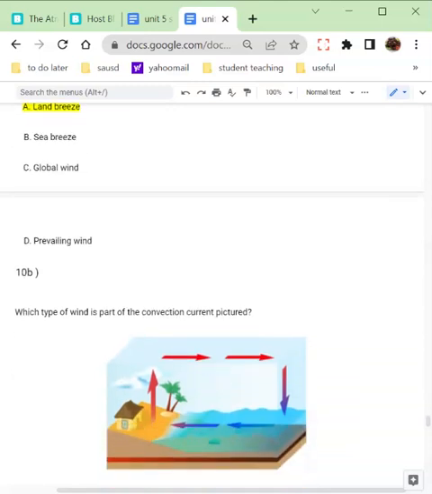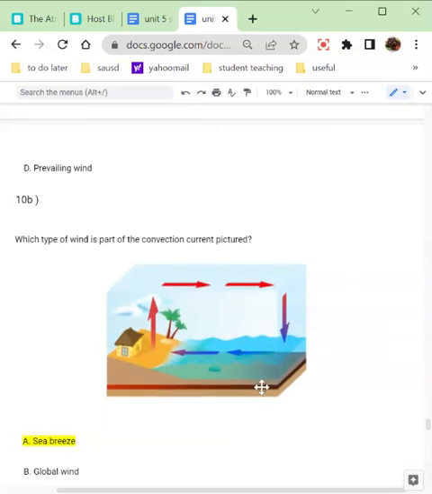Okay, and then this one, which type of wind is part of this convection current? We'll look at wherever there's the blue arrow, where that's where it starts. And wherever it starts, that's where it's going to be named. So I see that the blue arrow is right here. So then we'll call this the sea breeze because it starts off at the sea and goes inward.